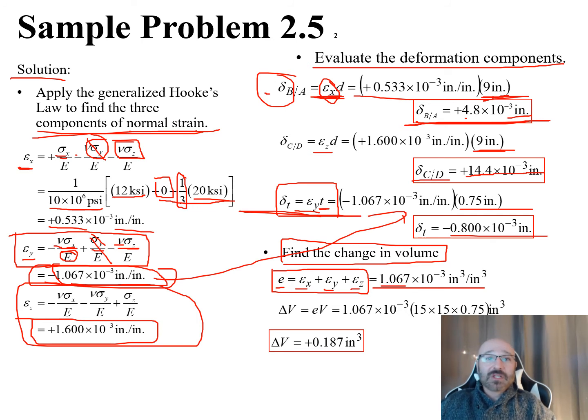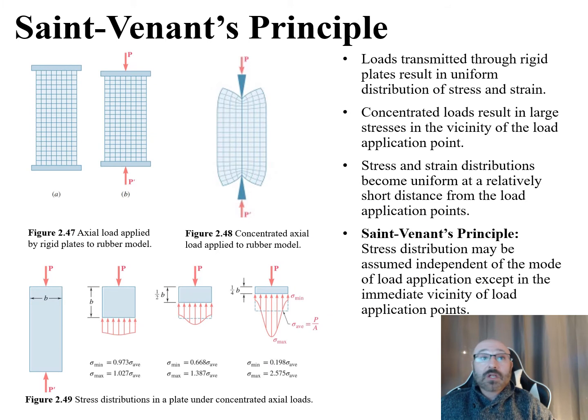And we plug this into this relationship here for change in volume, because e was a change in unit volume. We multiply that change in unit volume by the original volume. So for the original volume, we take those original dimensions of 15, 15, and 0.75, and that becomes our initial volume times our change in unit volume. So we see we have an increase in volume, or change in volume, of 187 inches cubed.